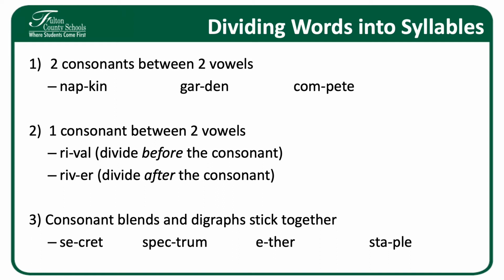Principle number 3. Consonant blends and digraphs stick together. Let's try this principle with the word secret. The letters C and R in secret are a consonant blend in which the 2 letters stay together and you hear both of the sounds. Therefore, we don't break the word between the C and the R in secret like we did with the word napkin, because the CR is a blend. We must keep those letters and sounds together and pronounce the word secret to make the word secret.